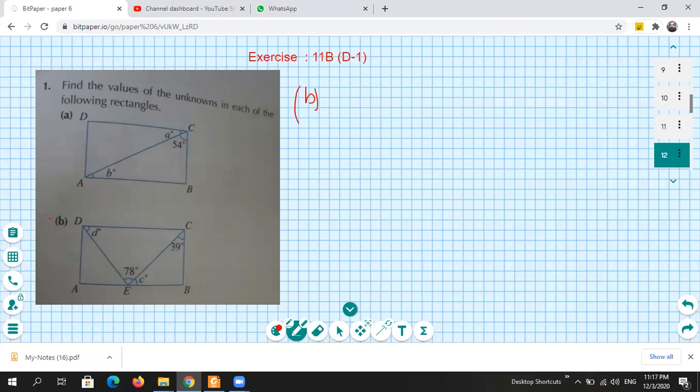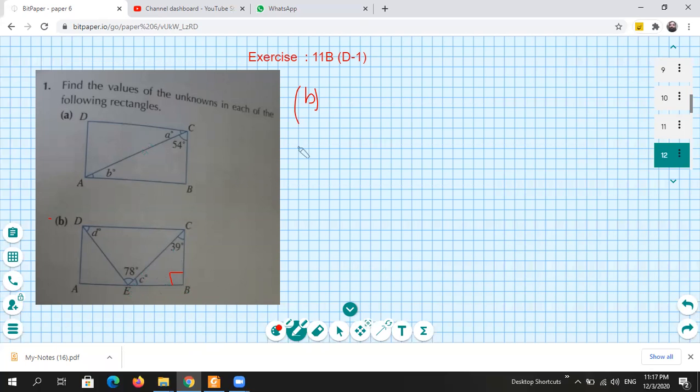In part B, you can see that the rectangle is ABCD, and on AB a point E exists. At this point, you can see that angle at E is 78 degrees, whereas angle BCE is 39, and another unknown angle is EDC. As we know that this is a rectangle, the angle between the adjacent sides will be 90. So angle B is 90. I have shown this in the diagram.